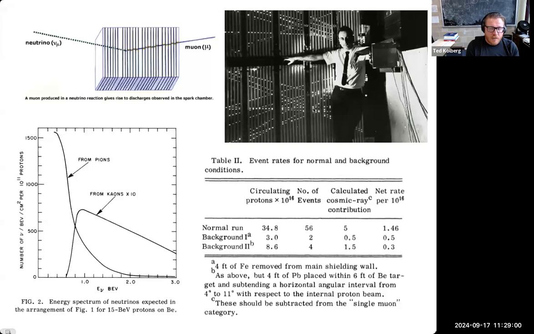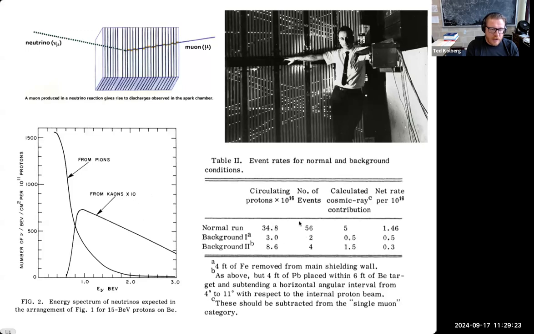Not a big bunch of tracks coming through as a shower, as you see here, but just one single track, which starts somewhere in the middle. That's the smoking gun that a muon neutrino interacted and gave rise to a single muon. They were able to calculate using the theory what the energy spectrum of the neutrino should be based on the spectrum of pions coming off the beryllium target.